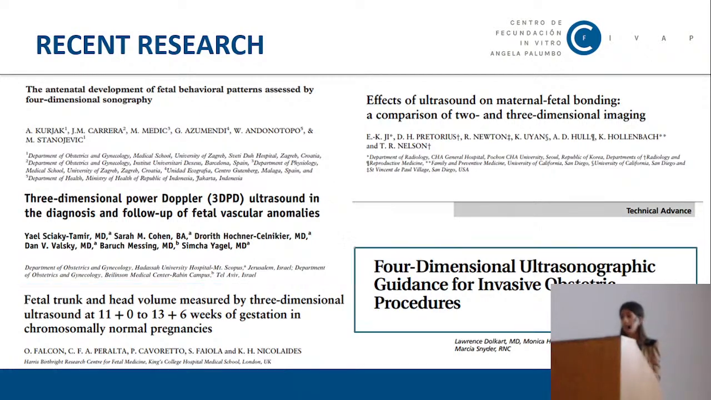And finally, the 4D ultrasound guidance for invasive obstetric procedures. It shows a needle tip in 2 or 3 planes, which permits an accurate needle placement, especially when the tissue target is small, as in a CVS or a cordocentesis. So during an invasive procedure, we are going to be able to see the needle from many different planes.